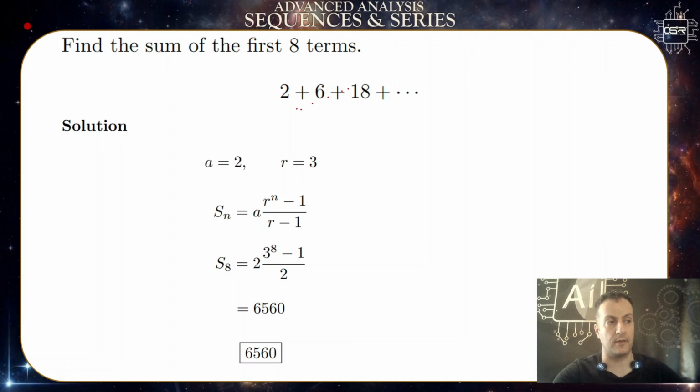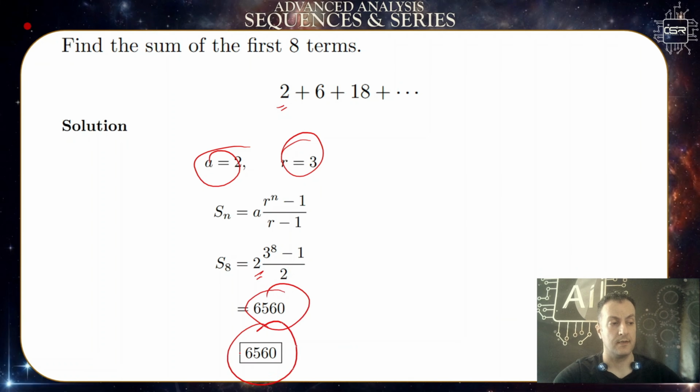So we know already that the first term, which is a, is equal to 2, and r, which is the recurrence, is equal to 3. So Sn is equal to a times r to the power of n minus 1 divided by r minus 1, which is equal to 2 multiplied by 3 to the power of 8 minus 1 divided by r minus 1, which is 3 minus 1, or 2, equals 6560.